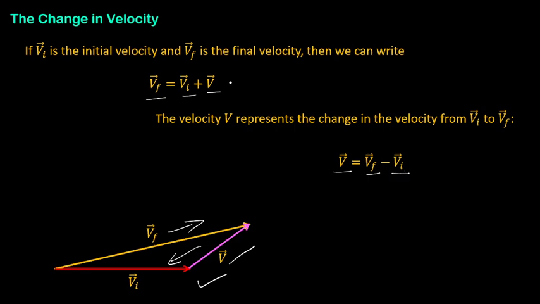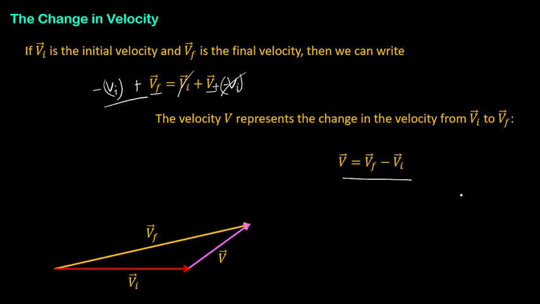What we have done is simply added the negative of Vi, the opposite vector, on both sides. Sorry, we have subtracted Vi from both sides. Subtracting the vector means adding the opposite vector, a vector having opposite direction but the same magnitude. So Vi cancels and we get V equal to Vf minus Vi. This equation defines the subtraction of vectors.